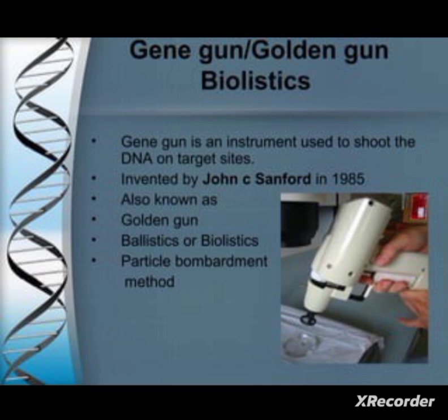Another method is the gene gun, or golden gun, biolistics. The gene gun is an instrument used to shoot DNA into the target site. Here DNA is coated with gold particles, which generate force to achieve penetration into the cell. It was discovered by John C. Sanford, and is also known as the golden gun.